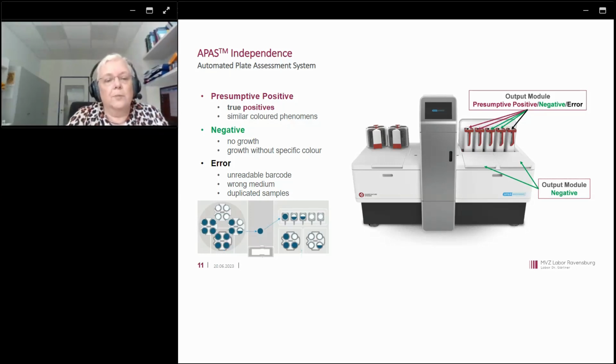And if there is a problem with reading the barcode, for example, or a wrong medium, then the plate will be transported to the error stack. At all times you can see the loading of each stack on the loading display in the touch screen, and if a stack is full, it will be indicated by a light signal or also on the touch screen.